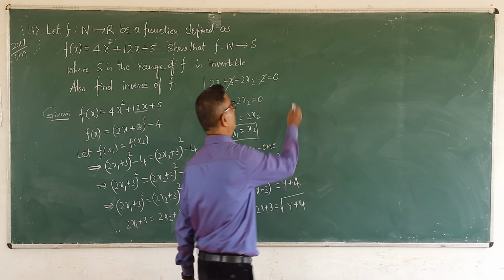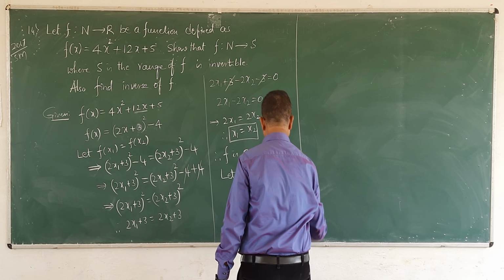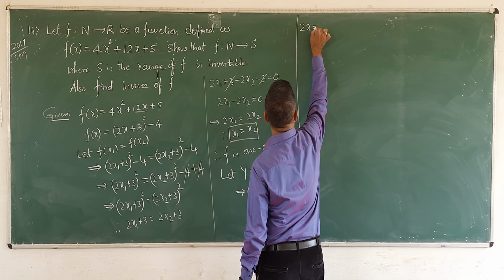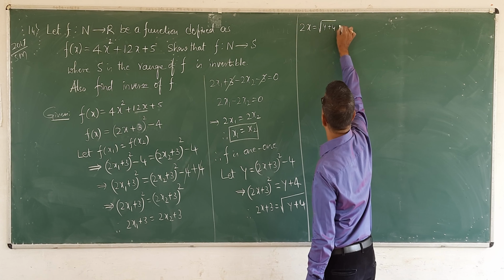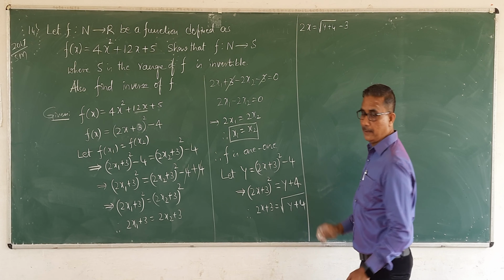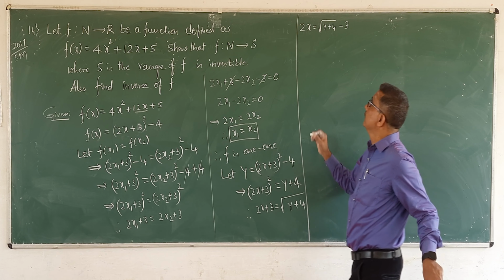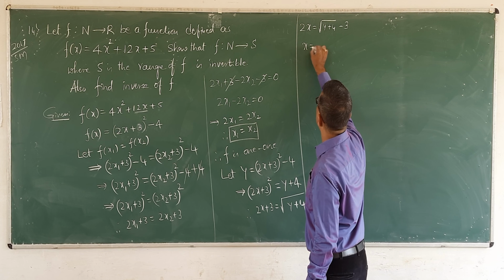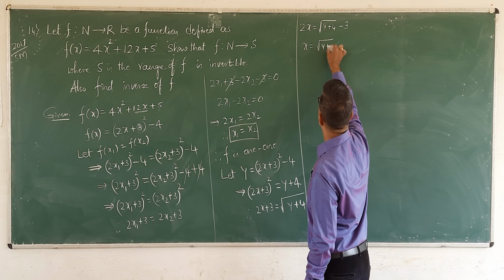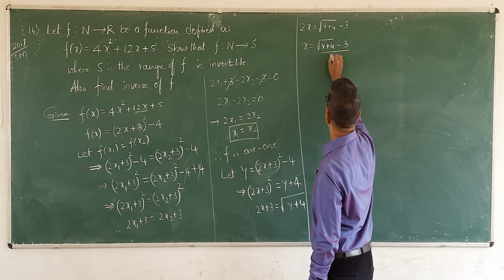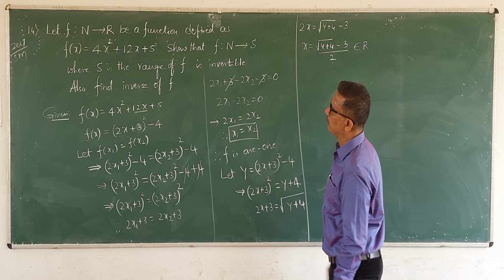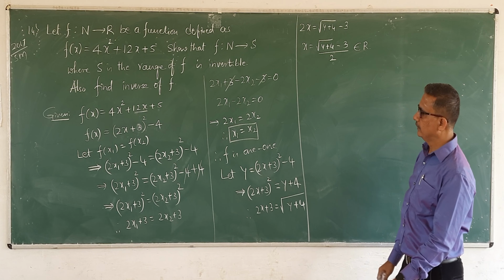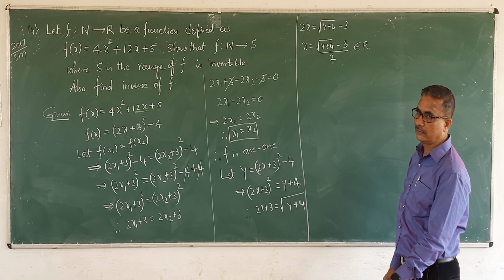2x plus 3 is equal to square root of y plus 4. Okay. Therefore, 2x is equal to square root of y plus 4, plus 3 goes to the right side, minus 3. Okay. Or x is equal to (root y plus 4 minus 3) divided by 2, belongs to real numbers. Okay, x value is in R.